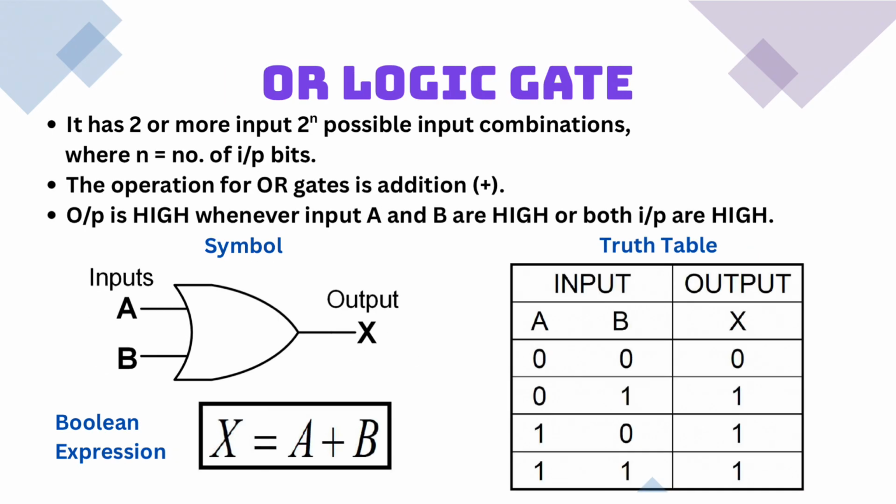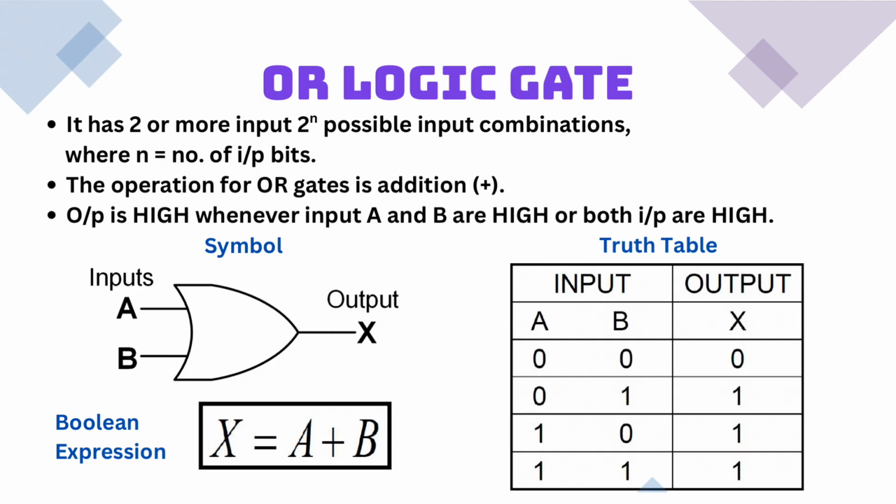OR logic gate. The OR gate is one of the most commonly used gates in digital electronics. It can have two or more inputs with 2 to the power of n possible input combinations, where n is equal to the number of input bits. The operation for OR gates is addition, or the plus symbol. Output terminal X is high whenever input A or B is high, or both inputs are high.